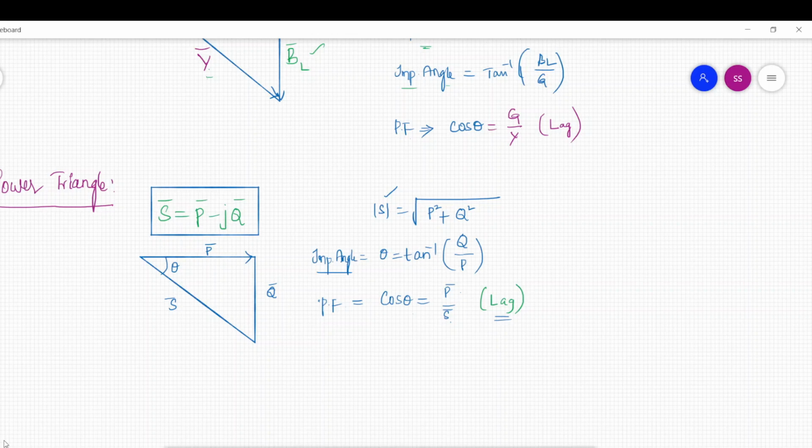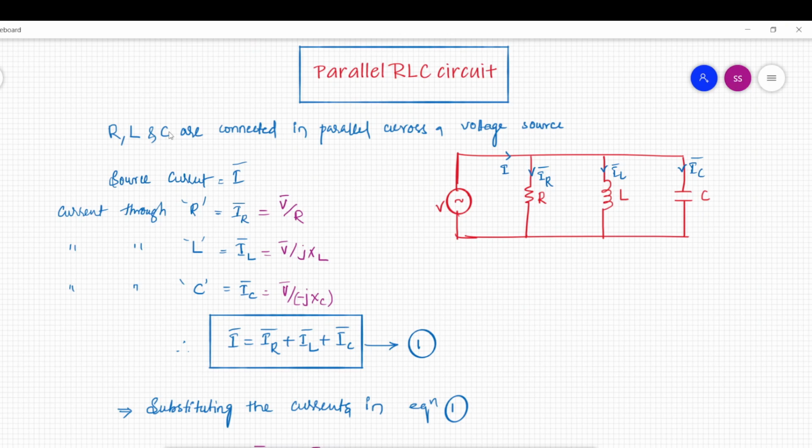Okay, now let us see the final circuit in the parallel circuits, that is parallel RLC. So here R, L and C are connected in parallel across a voltage source, which is AC here. So each element will draw a current: the resistor will draw IR, the inductor will draw IL and the capacitor will draw IC. So the net effect due to RLC will be impedance Z. Okay, and the source current is I, which can be given as V by Z. Okay, current through the resistor is V by R, current through the inductor is V by JXL, current through the capacitor is V by minus JXC.